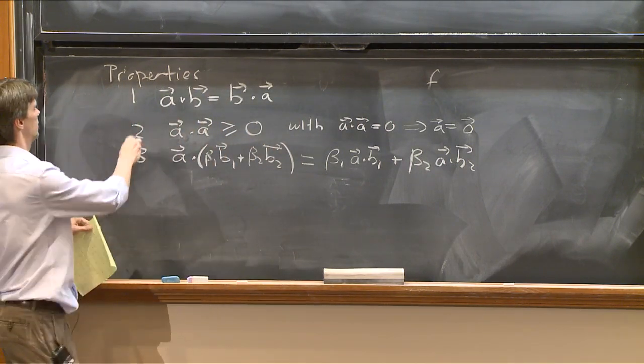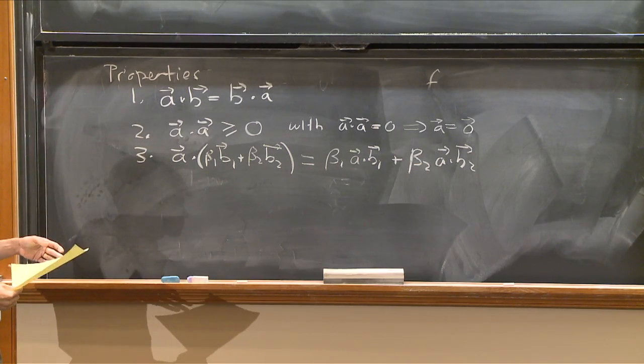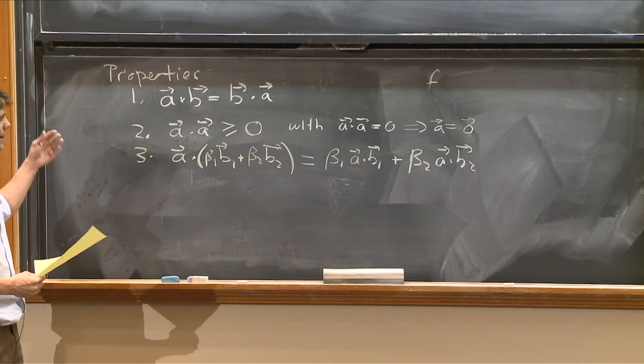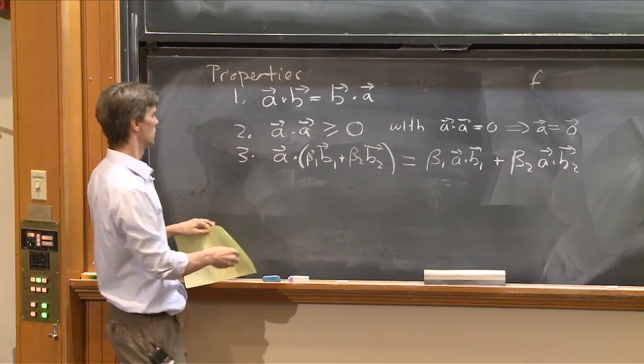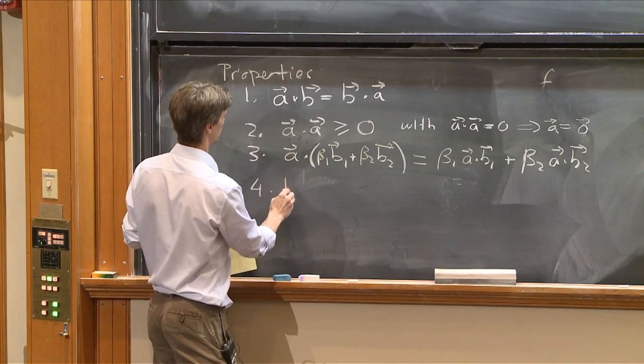Okay, so we've got three nice properties, and you can write down more if you want, but these will be enough for us. And the other thing that we can do with this is we can define the length of a vector, right? So we can say this defines the length.